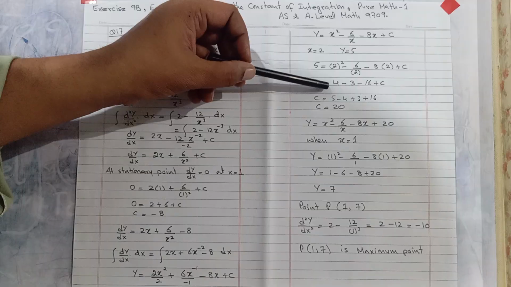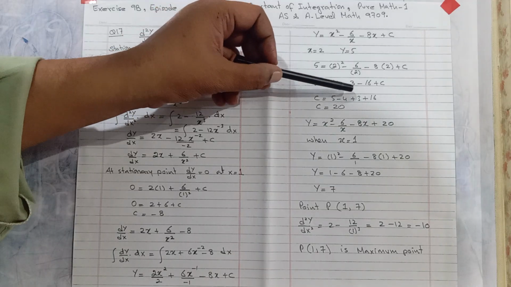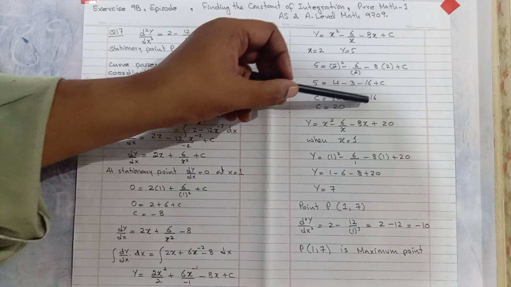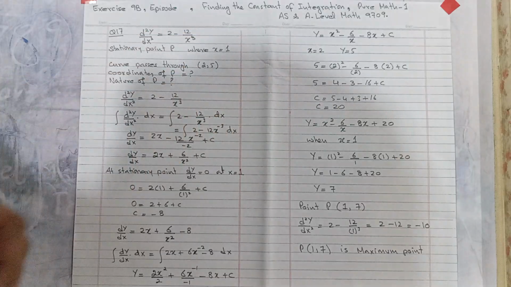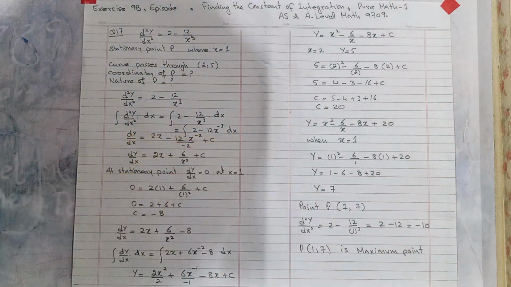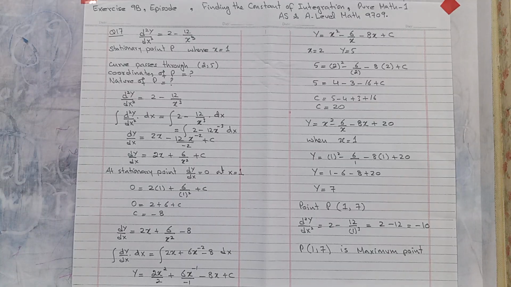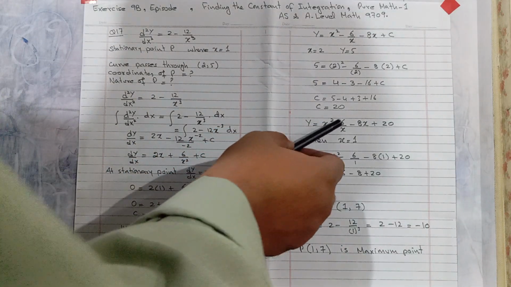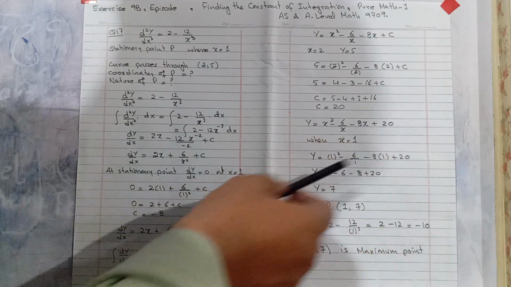So 5 will be equal to 4 minus 3 minus 16 plus c. So c will be equal to 5 minus 4 plus 3 plus 16. So c will be equal to 20. So that means that y is equal to x squared minus 6 by x minus 8x plus 20.